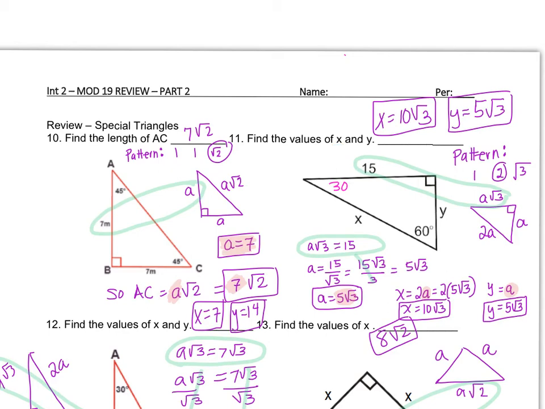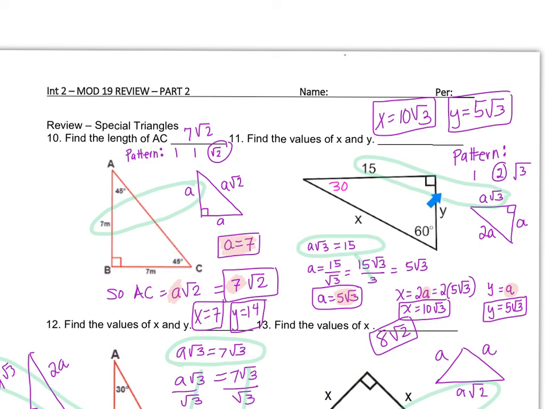Now I need to find X and Y. So X is in this spot, which on my pattern says that I need to take A and multiply by 2. So X is equal to A times 2. And I know A. A is 5 square root of 3. So 5 square root of 3 times 2. Now the 2 is on the outside, so is the 5. The radical 3 is on the inside. That means I can only multiply the 2 times the 5, which turns into 10. And I still have my square root of 3. So X is equal to 10 square root of 3.